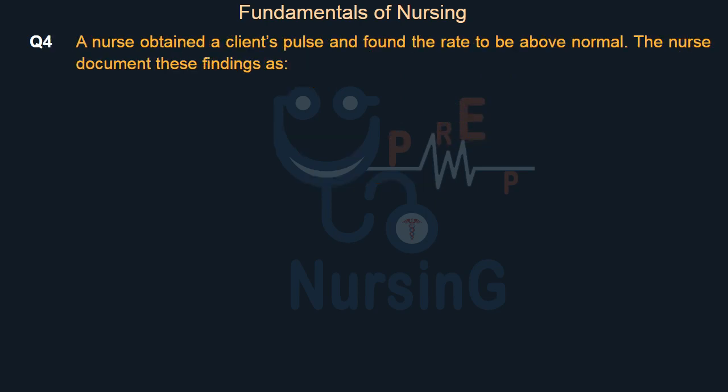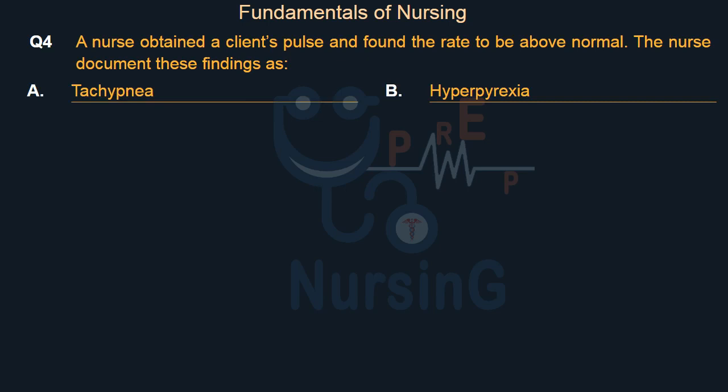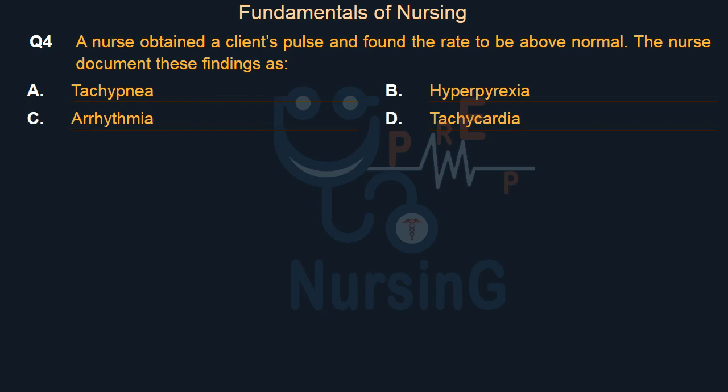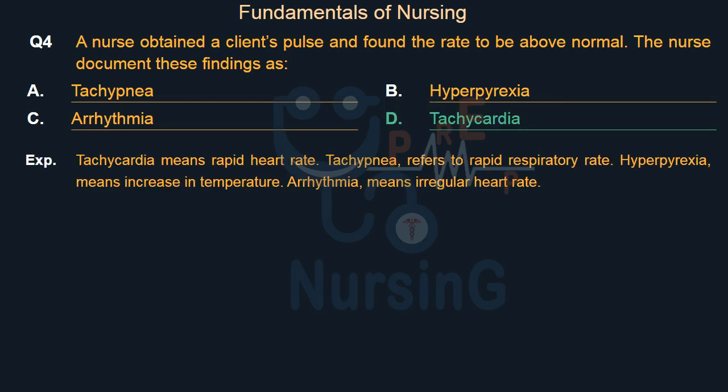A nurse obtained a client's pulse and found the rate to be above normal. The nurse documents these findings as Option A. Tachypnea. Option B. Hyperpyrexia. Option C. Arrhythmia. Option D. Tachycardia. Right answer is Option D. Tachycardia. Tachycardia means rapid heart rate. Tachypnea refers to rapid respiratory rate. Hyperpyrexia means increase in temperature. Arrhythmia means irregular heart rate.